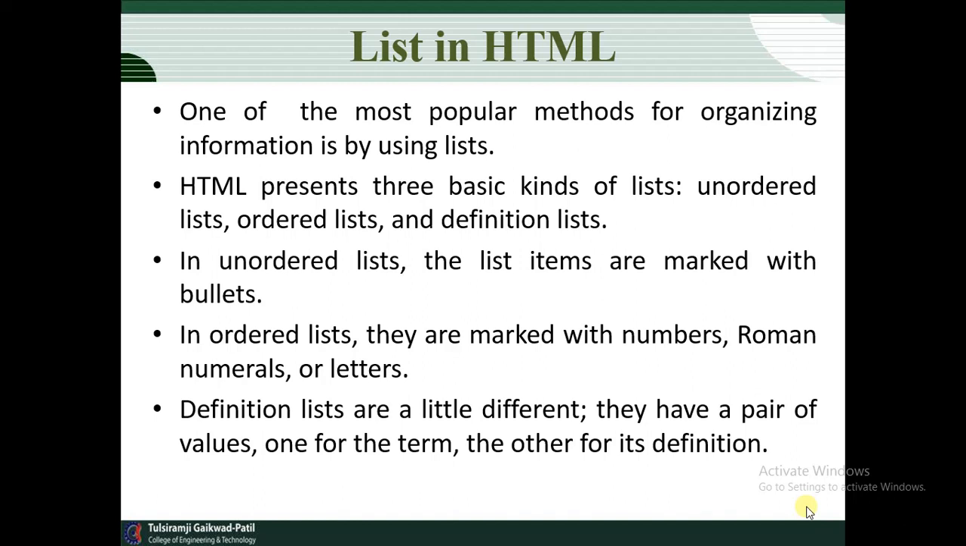Here we have an unordered list, an ordered list and a definition list. That means you can observe we have three types of list. In an unordered list the list items are marked with bullets. In an ordered list they are marked with numbers, Roman numerals or letters. Definition lists are a little different. They have a pair of values, one of them a term, the other a definition.